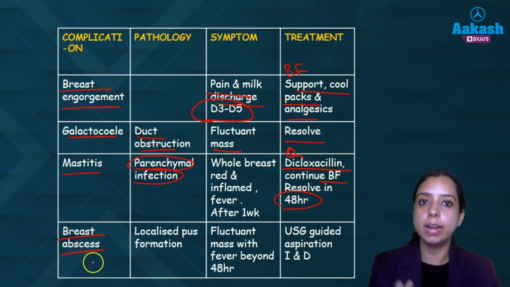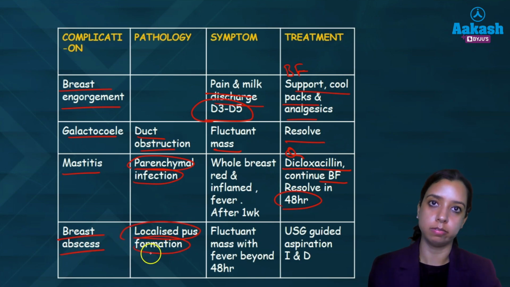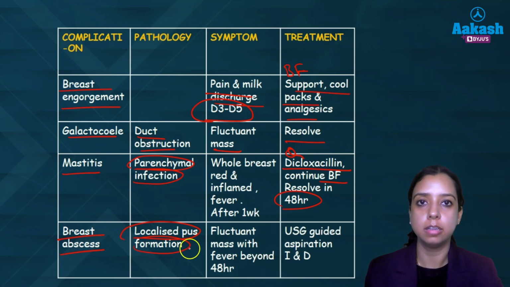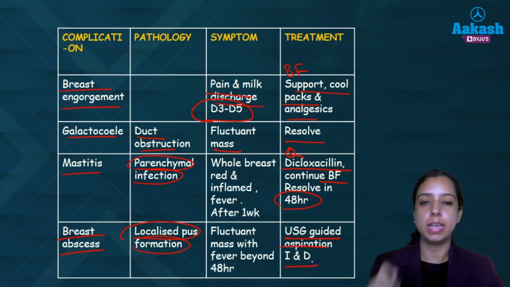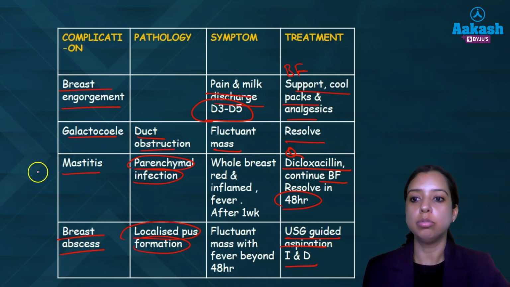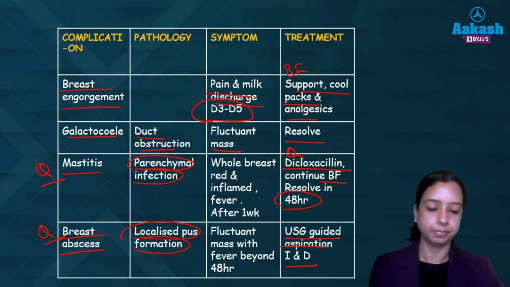So if your fever is not getting resolved even after 48 hours of antibiotics, it has become a breast abscess. That is localized pus formation, and that is why it is not getting resolved. Antibiotics will not reach this pus pocket. You need to do ultrasound guided aspiration or incision and drainage, right? So questions have been asked on mastitis, drug of choice, and management of breast abscess.